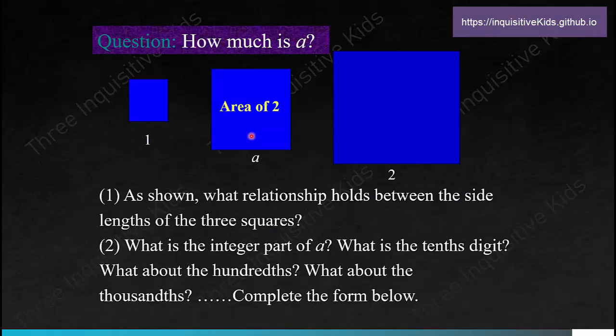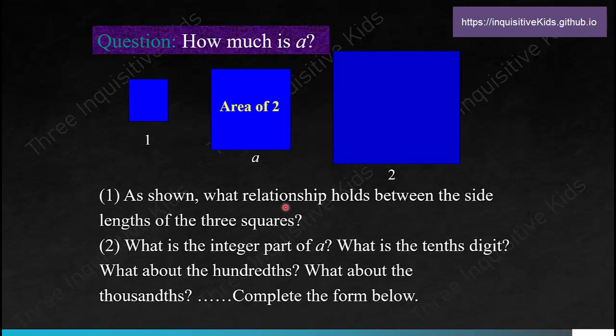So here's our next question. How much is A? As shown, what relationship holds between the side lengths of the three squares? Well, we do know that this has an area of 2, this has an area of 1, and this has an area of 4.